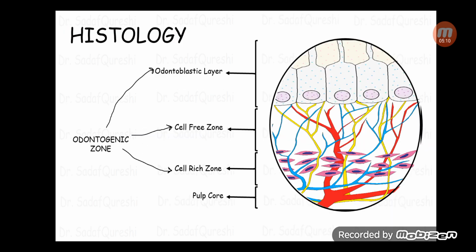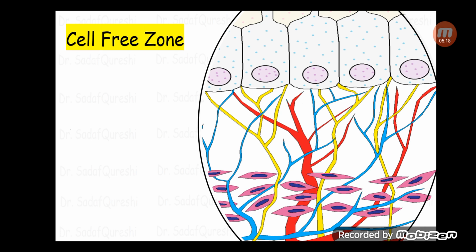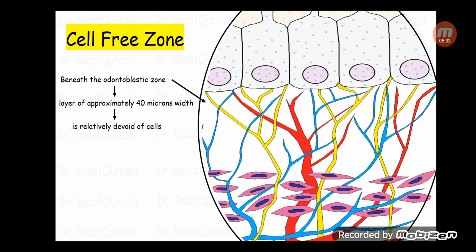Talking further about the next layer, that is the cell-free zone. In the cell-free zone, we are going to enlarge this image and focus on the mid area where there are relatively zero to minimum cells. We can see there, this layer is present beneath the odontoblastic zone. It is approximately 40 micron width, and it is relatively devoid of cells.